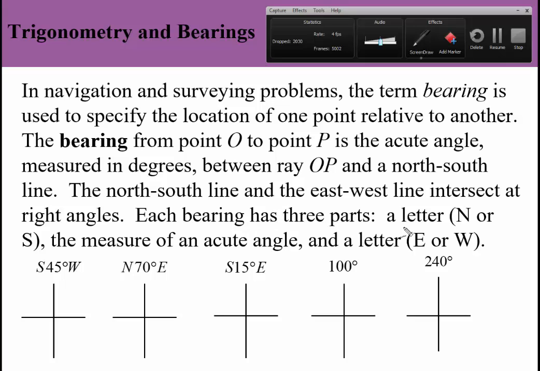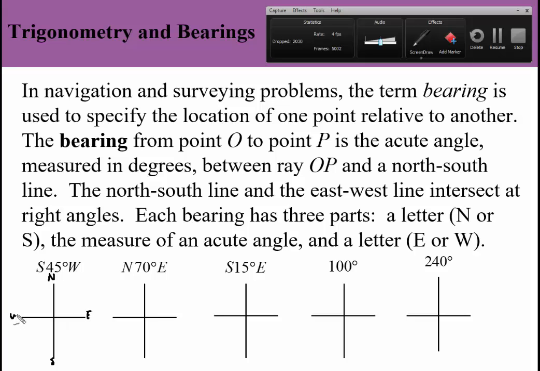Each bearing has three parts, a letter N or S, a measure of an acute angle, and a letter E or W for east or west. So let's go ahead and look at a few of these, and we're going to sketch the figure. If they want you to find south 45 degrees west, of course we know on our standard compass here, this would be north, south, east, and west.